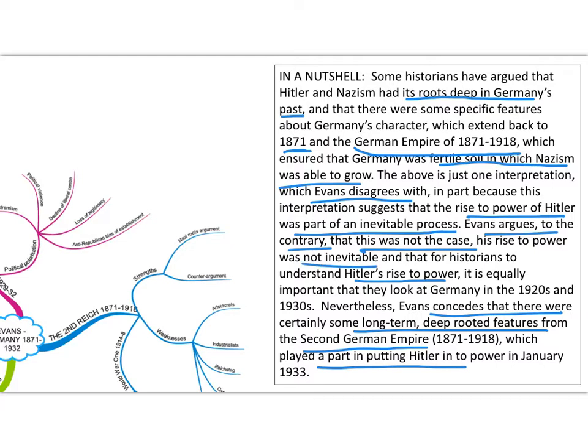He says it was not inevitable. It wasn't bound to happen. But to really understand Hitler, you've also got to look at the 1920s and 1930s, and history could have taken a different course.